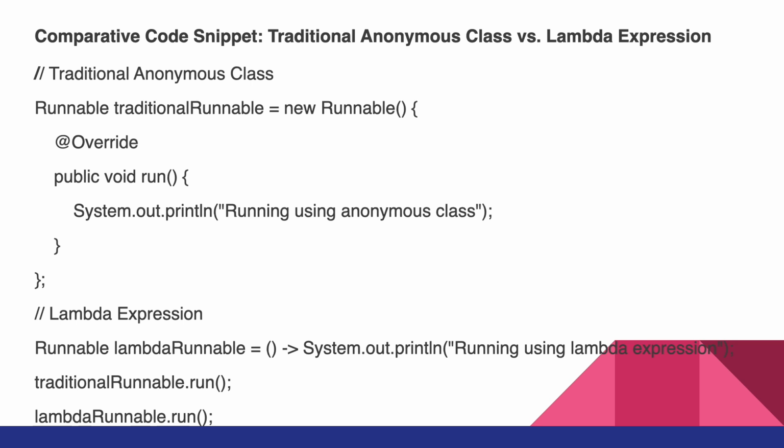Moreover, functional programming encourages practices such as immutability and side-effect-free functions, which lead to better parallelism in multi-threaded environments. That's why you will find functional interfaces extensively used in the Stream API, concurrency utilities, and event handling frameworks.